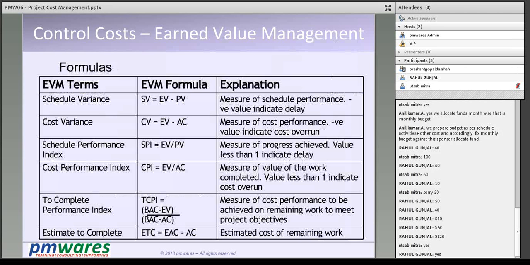Let's go to next. Now I calculate my schedule variance. Schedule variance is the difference of earned value and planned value. So earned value was in this case 40 and planned value was 50. So it is minus 10. Minus 10 means I am behind schedule. So if it is negative, behind schedule. If it is positive, ahead of schedule. If it is 0, on schedule.